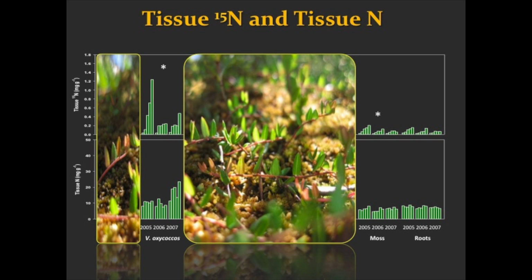So you have all the vegetation types, then across three years, and each bar is a treatment group. The first one is the control. It's a messy graph, but I want you to focus on the two stars here: the small bog cranberry and the moss. What you see here is that in 2007, when we applied N15, you see a huge spike in their uptake of N15 right away. They're very speedy, very efficient. Same thing here, except it's at a much lower concentration. But over time, this spike disappeared.